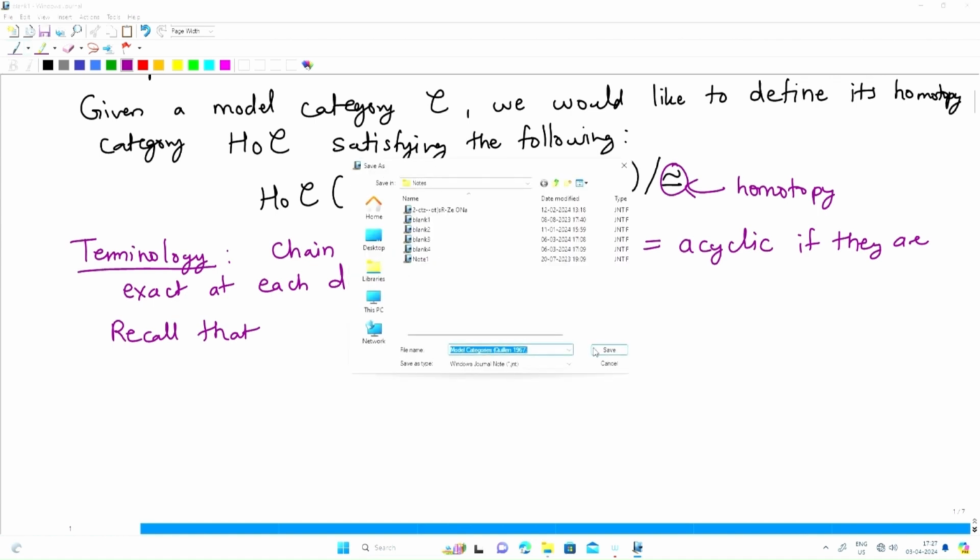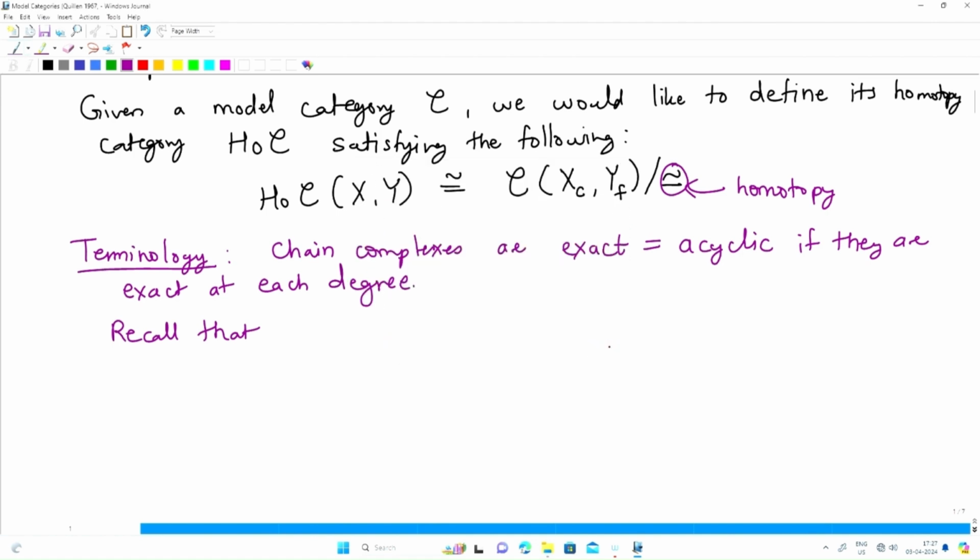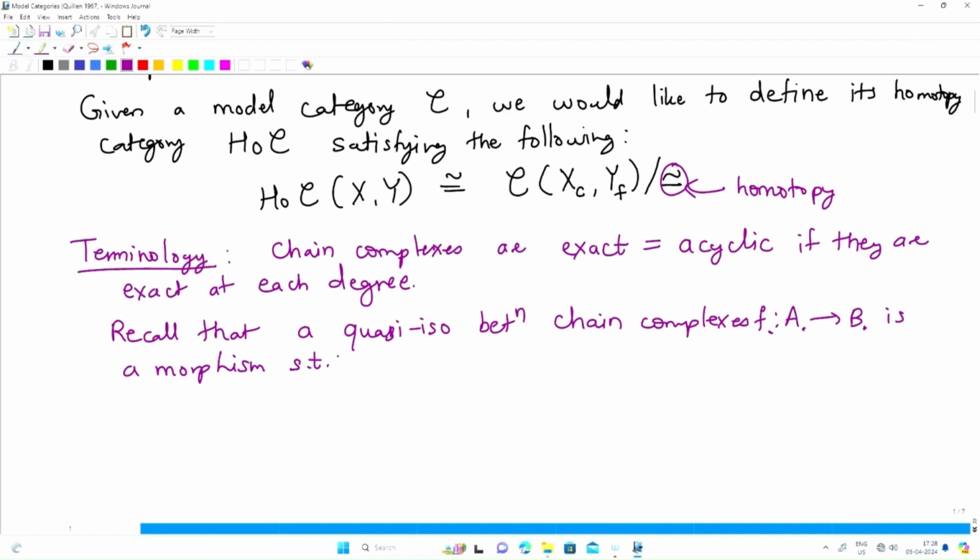Okay, so recall that a quasi-isomorphism between chain complexes, let's say f dot from A dot to B dot, is a morphism such that Hn of f dot is an isomorphism for each n in Z. So recall that this is a quasi-isomorphism.